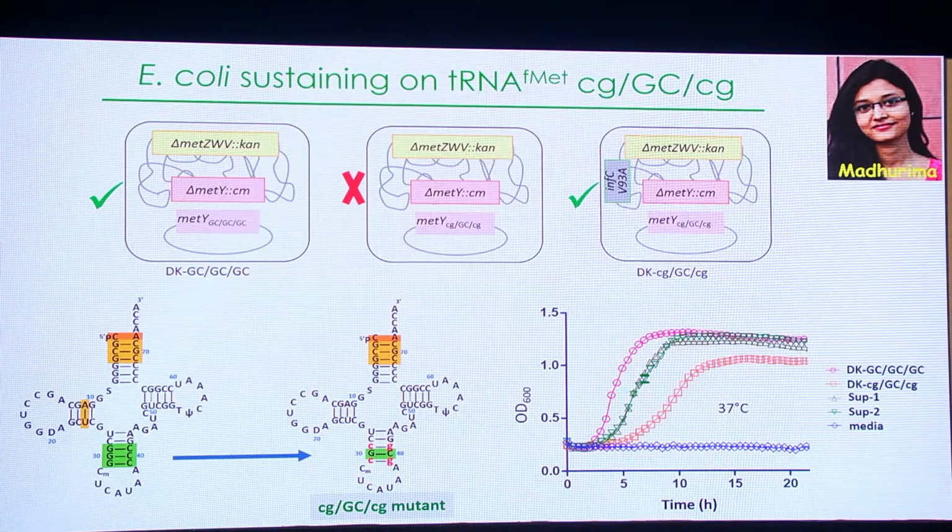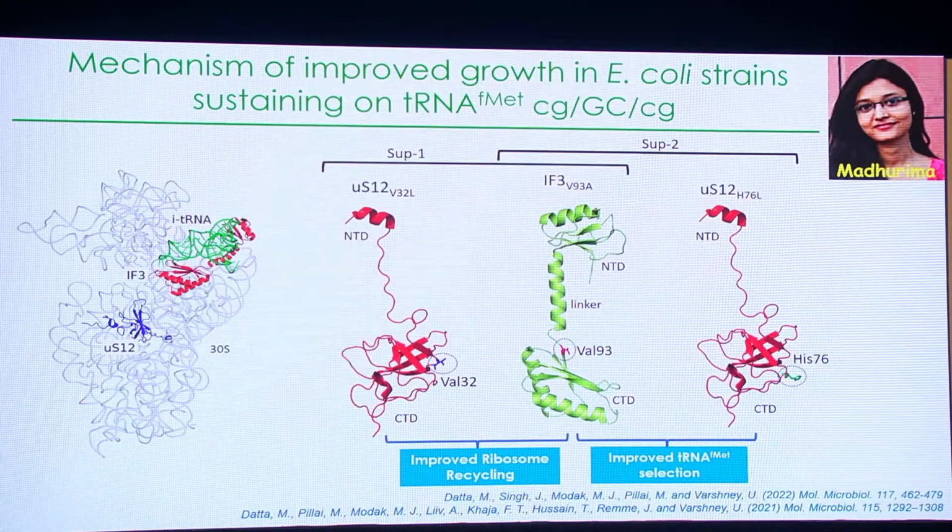She could get suppressors, suppressor 1 and suppressor 2, and when she sequenced these suppressor 1 and suppressor 2, what she found was that there were mutations in the S12 protein. And so now she's opened a lot of things here, saying that it's not just initiation factor 3, there seems to be a connection with the S12 protein also for the accuracy of recognition of the start codon.